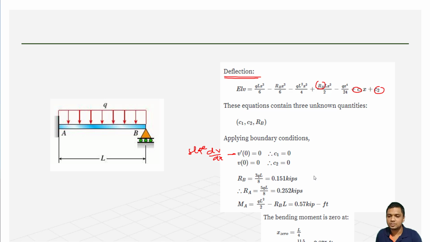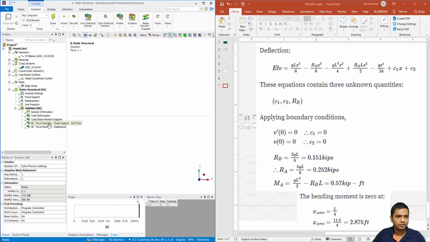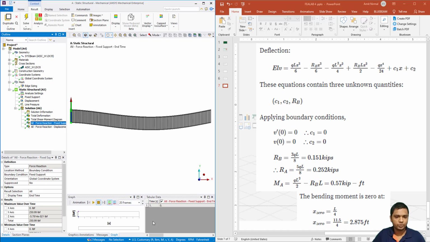Okay, so let's check with the simulation. Here we are at the fixed support. Let me find out the reaction at B point. B point is this displacement point. So R_y is 151.51 pound force, and that matches our hand calculation also, 151 pound force, right? Kilo pound, sorry. Kip means kilo pounds.